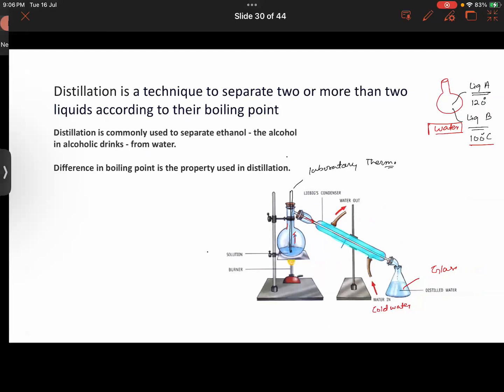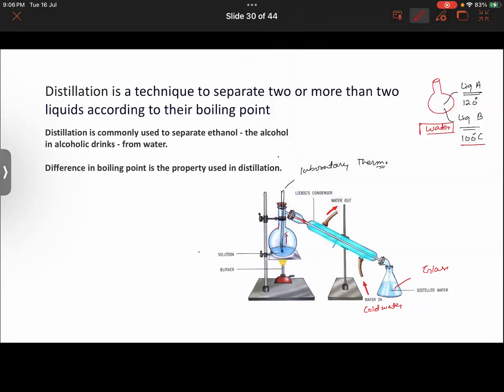Furthermore, distillation would be commonly used to separate the ethanol, that is alcohol in the alcoholic drinks, from water. To separate the alcohol from water, also distillation is done. Getting it now? So the first example you will write down: separation of different products from crude oil. That is where it will be used.